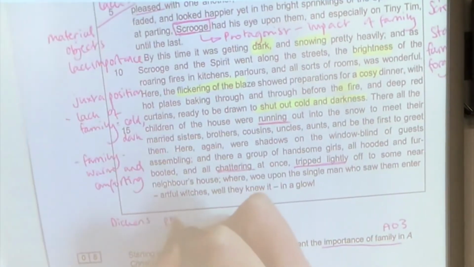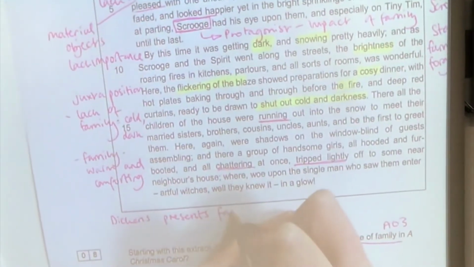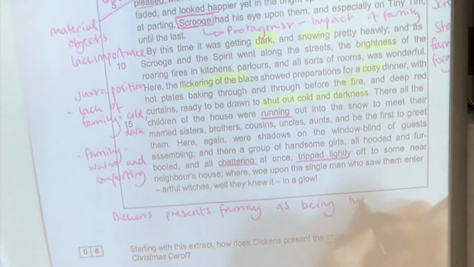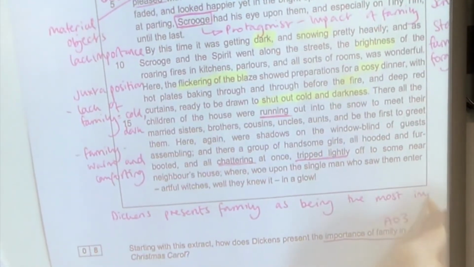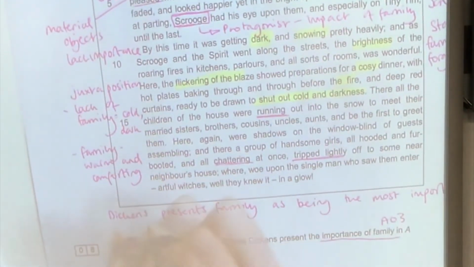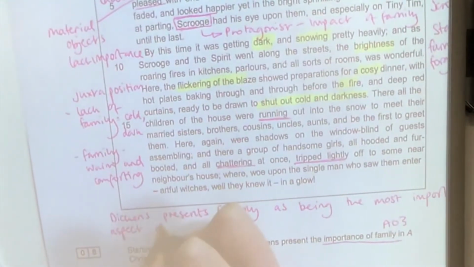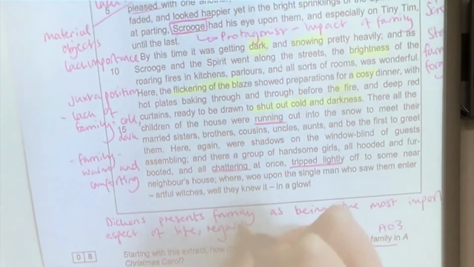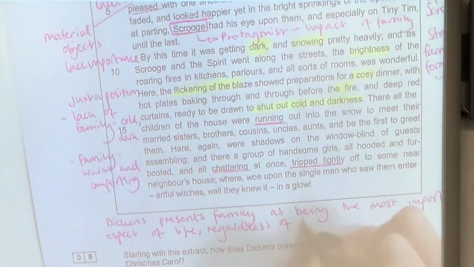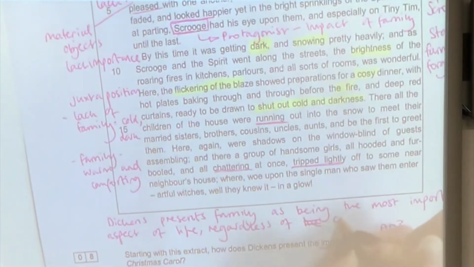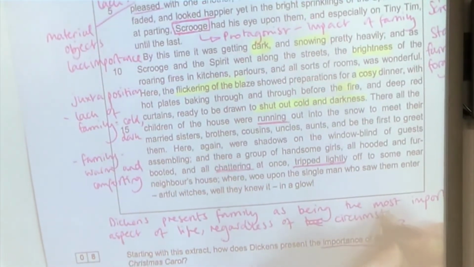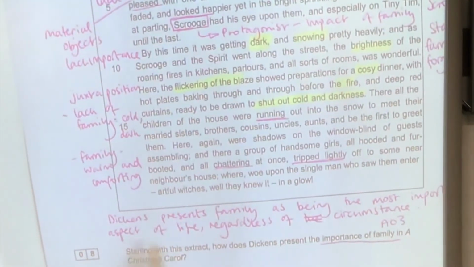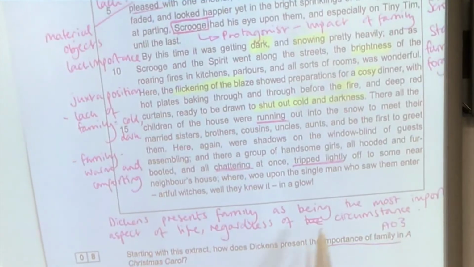Dickens presents family as being the most important aspect of life, regardless of circumstance.